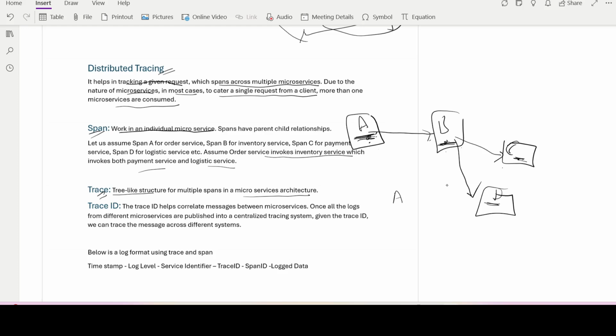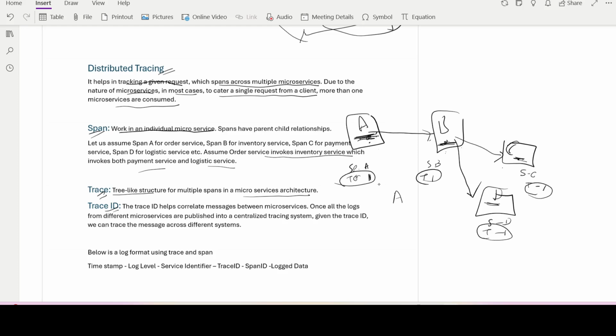Now, how it works is that there is a trace ID. The trace ID helps to correlate messages between microservices. What we mean by that is it starts with two points. One is the span, suppose it's A, and then the trace, say 1. Now when it comes to B, the span is B, but the trace is 1. Now the span is C and the trace is 1. Here also the span is D and the trace is 1. So here the trace is the same, right?